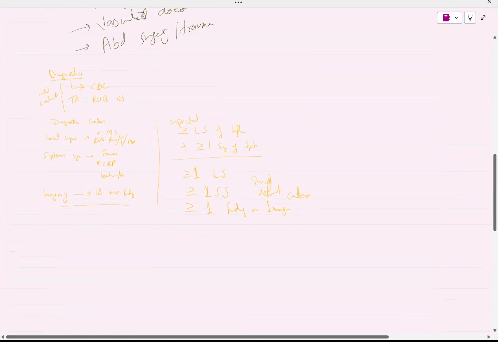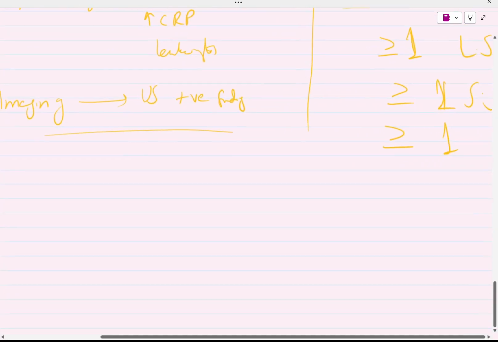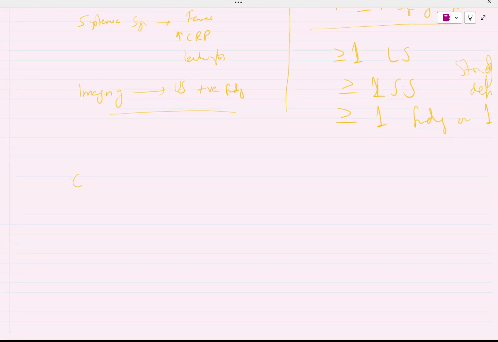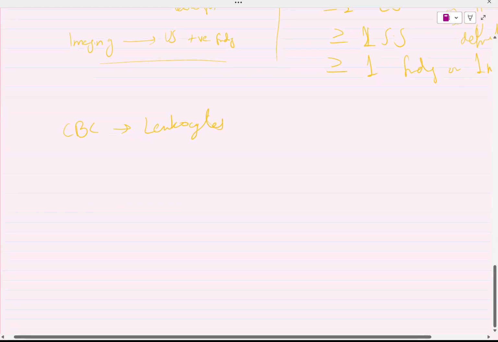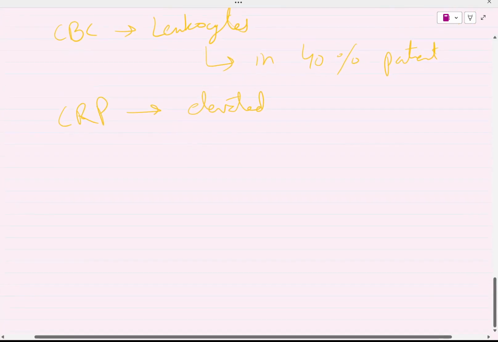So we are going to perform CBC, and what will we find in CBC? We will find leukocytosis; the number of white blood cells will be raised. But you have to keep your mind sharp: in 40% of patients, it can be normal. So do not rely on CBC thoroughly. Next, since the patient is having inflammation, we are going to check CRP. It will be elevated in a case of acute cholecystitis.